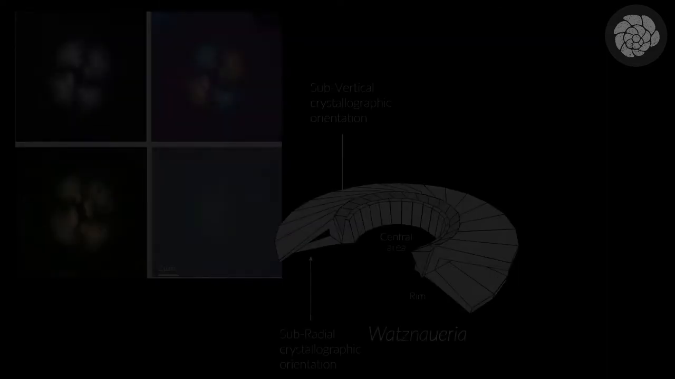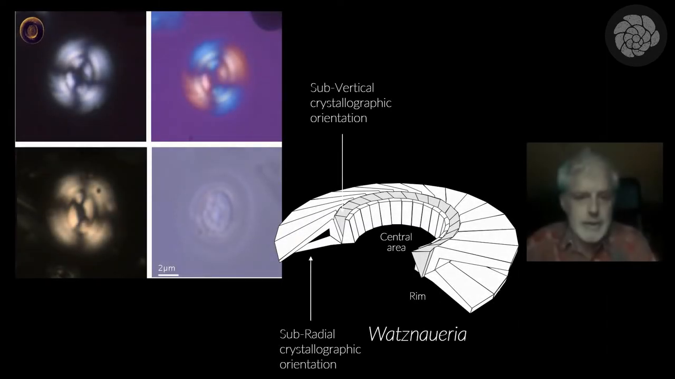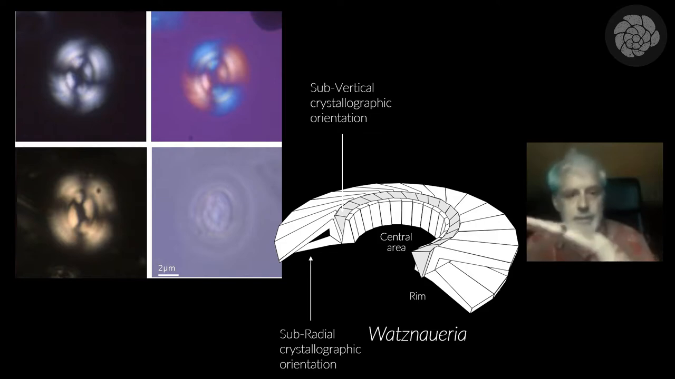And we call them V and R because that reflects the crystallographic orientation. The R units have radial c-axes and produce a nice bright pseudo-extinction cross when you look at them in plan view. The V units have vertical c-axes, and so they appear dark in cross-polars.